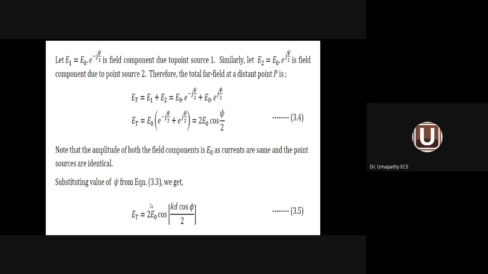What is the first case? An antenna of 2 array point sources having the same amplitude and the same phase. This one is the expression, the total field strength. 2 E naught is the amplitude. This one is the angle part.